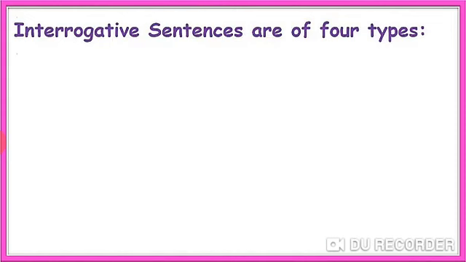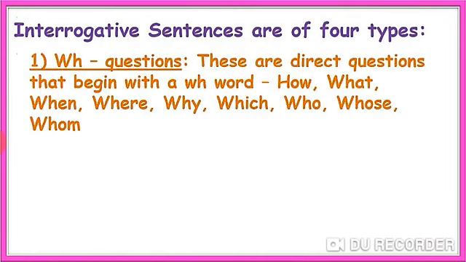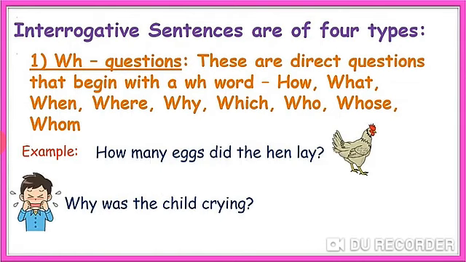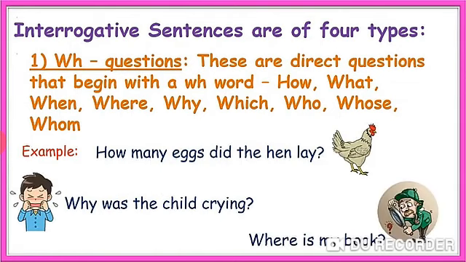The first one is WH questions. These are direct questions that begin with the WH word. How, what, when, where, why, which, who, whose, whom. For example, how many eggs did the hen lay? Why was the child crying? Where is my book?